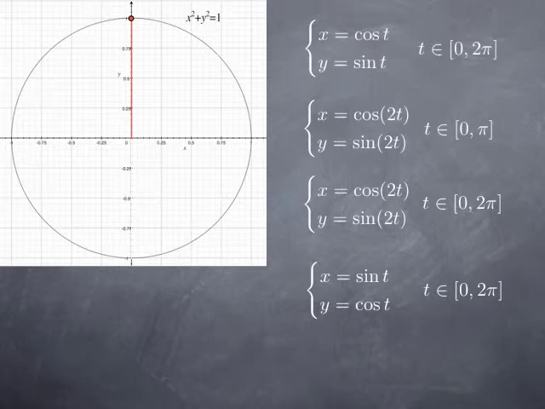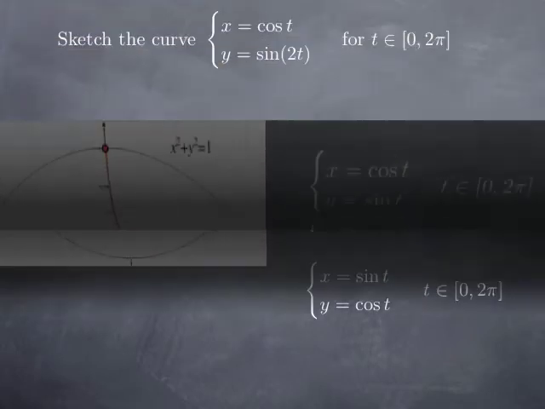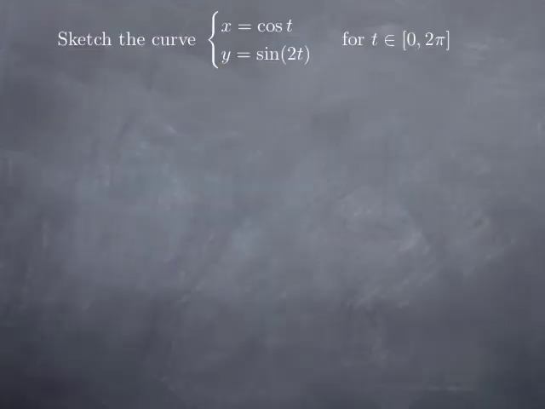So you see that there are many ways to write parametric equations for the same curve. Now, how do we sketch a curve if you have a set of parametric equations? Let's look at an example where x is cosine t and y is sine 2t, and t is restricted to the interval from 0 to 2 pi.